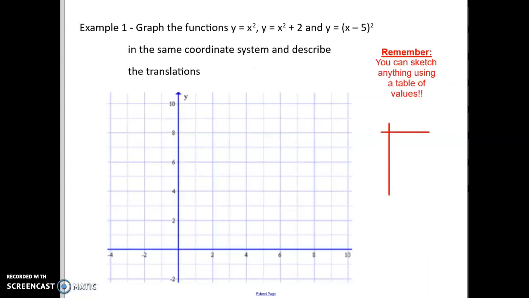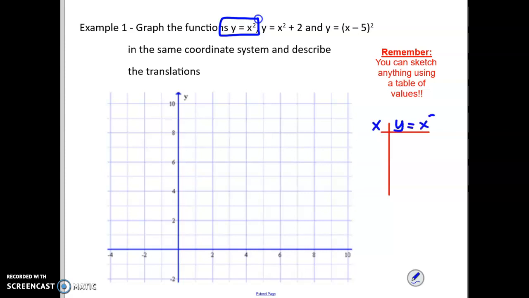All right, so for our first example, we're going to graph the functions x squared plus 2 and (x minus 5) squared, all on the same grid, and describe the translations. Remember that you can sketch anything using a table of values, and we're going to start with the original function, y equals x squared. From Pre-Calc 20, you should probably remember what this original parabola looks like. Let's go through our table of values just to make sure.